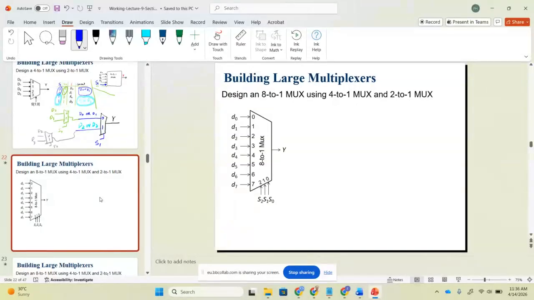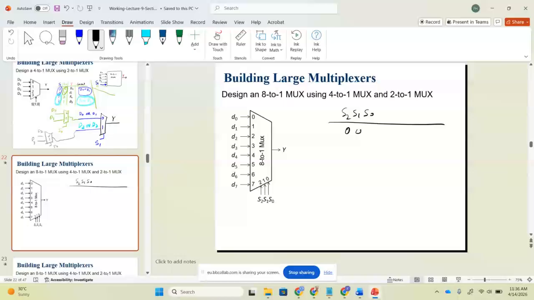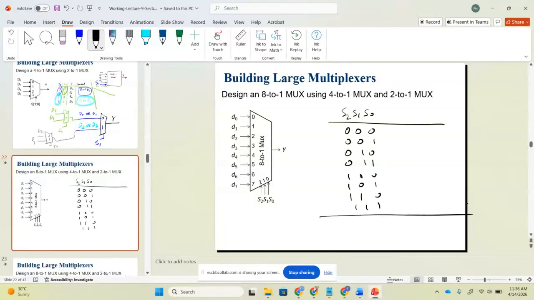Okay. Now what is our logical argument? So let's assume we have 3 inputs, which are S2, S1, and S0. So there are 8 possible combinations: 000, 001, 010, 011, 100, 101, 110, and 111. Got it? What should be my Y here? Can you tell me what is my Y here? 000.